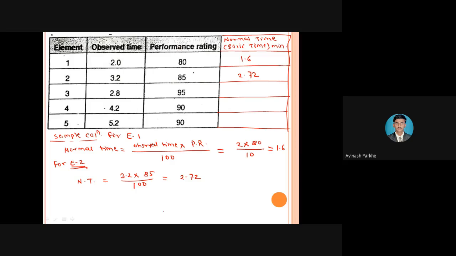Normal time for the third element. This is in minute. Yes, normal time for the third element, 2.8 into 95 divided by 100. Same formula, yes, 2.66. Only two students are giving the answer. What about others? Are you present only for formality purposes? So what about others? No one is having the calculator.